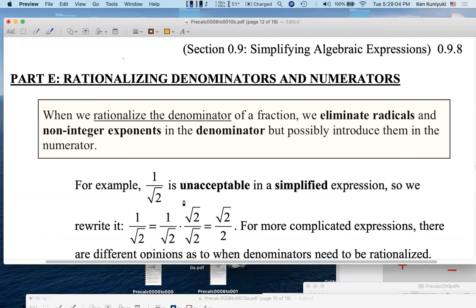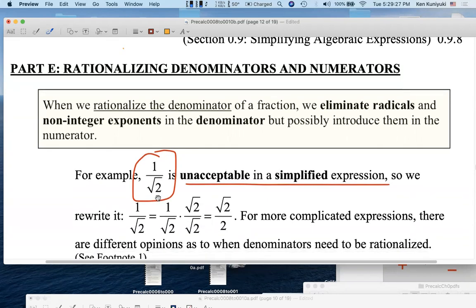For example, in trig, you may know 1 over the square root of 2 as the sine or the cosine of 45 degrees, but it is unacceptable in a simplified expression to have radicals in the denominator if you can rationalize the denominator. So if you have the square root of a non-zero positive integer there, then you should be able to rationalize the denominator.